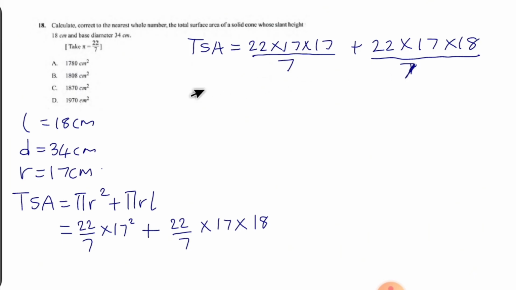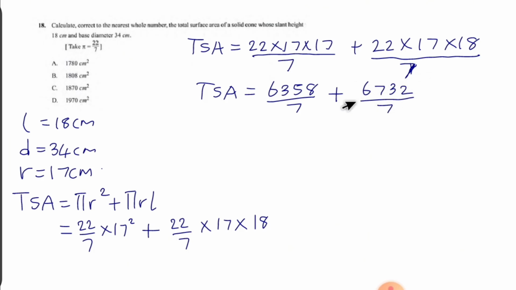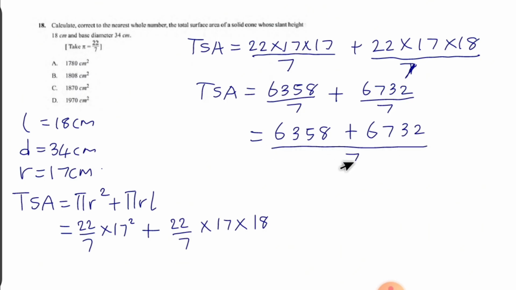So total surface area will be equal to 22 times 17 times 17 over 7, which will give us 6358 over 7, plus 22 times 17 times 18 over 7, which will give us 6732 over 7. Now, since they have the same denominator, we are going to say 6358 plus 6732, everything all over 7.